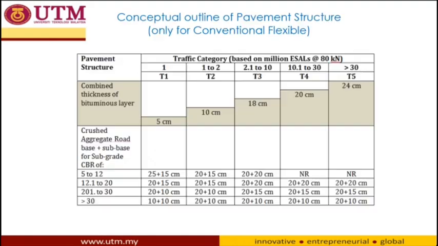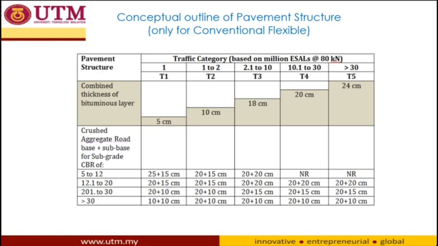Okay, other than those tables, the method also summarizes all the thickness design for the different traffic category and subgrade classes in one table. But this table focuses only on conventional flexible with granular base. As you can see here, it combines from T1 until T5, and here the subgrade class from SG1 to SG4. And here you can select the combination of the thickness design.